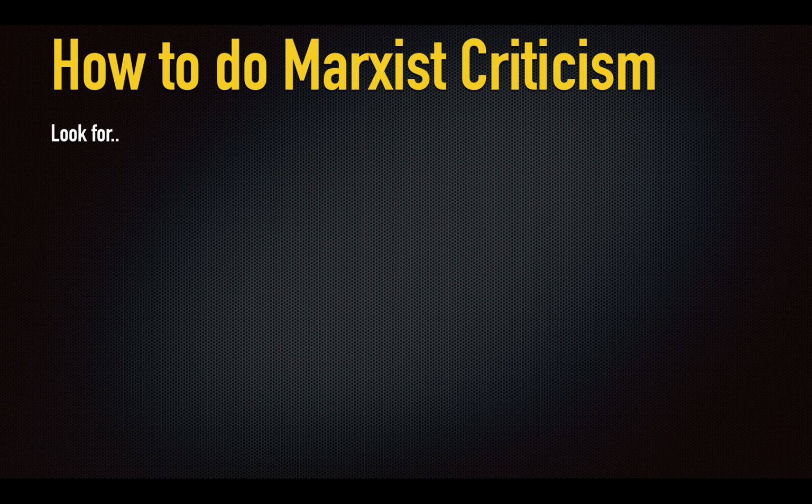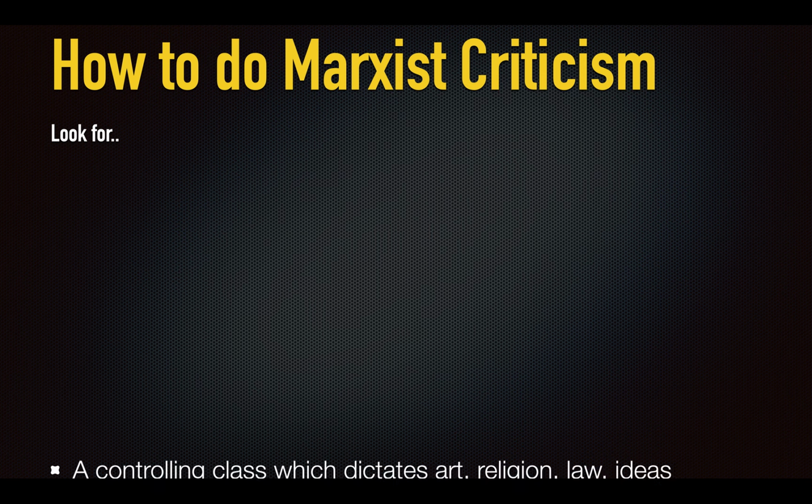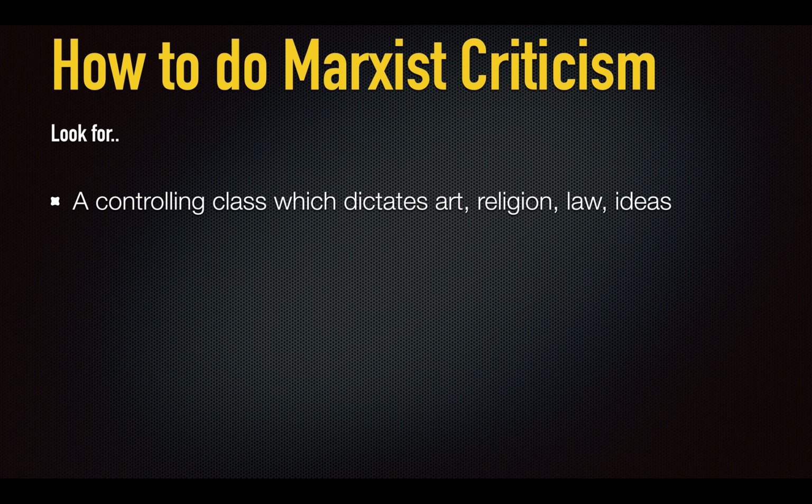Okay, so how to do Marxist criticism? If you're looking at a story from a Marxist perspective, you are going to look for some form of controlling class which dictates everything. If we want to connect this to 1984, and those of you who have read it, I'm hoping that's everyone, bells should be ringing right now, because you have the Party in 1984, which does exactly that: controls everything, dictates everything in society.